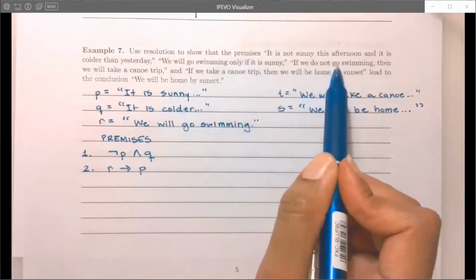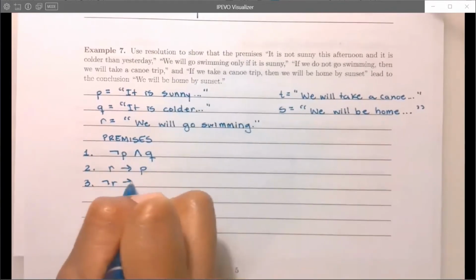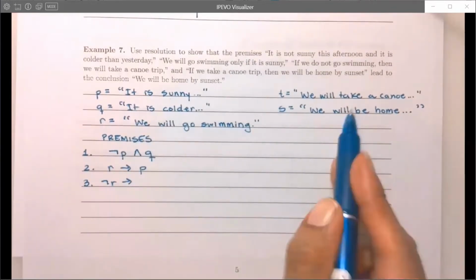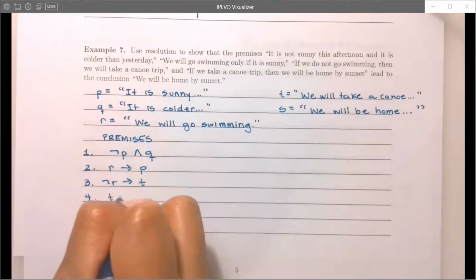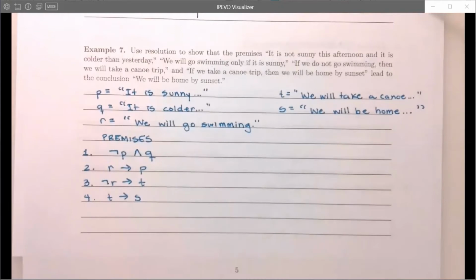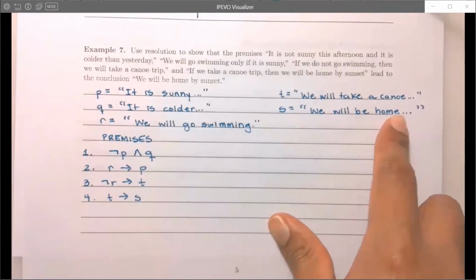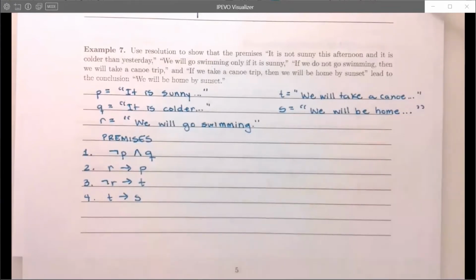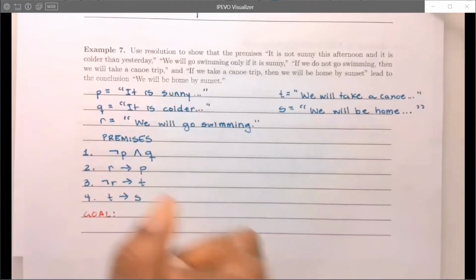Next premise, if we do not go swimming, so not go swimming would be negation R. If we do not go swimming, then we will take a canoe trip. So then T. If we take the canoe trip, so T implies, then we will be home by sunset. So that implies S. So it's 4 different premises. Now we have to use those premises to lead to the conclusion, we will be home by sunset, which is simply S. Okay, so the goal is to show that these lead to therefore S.